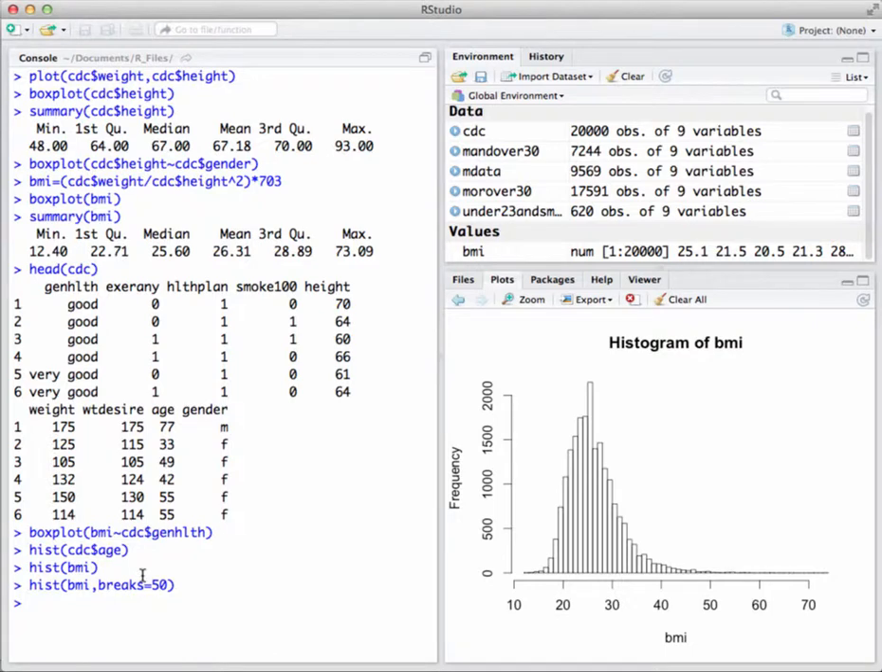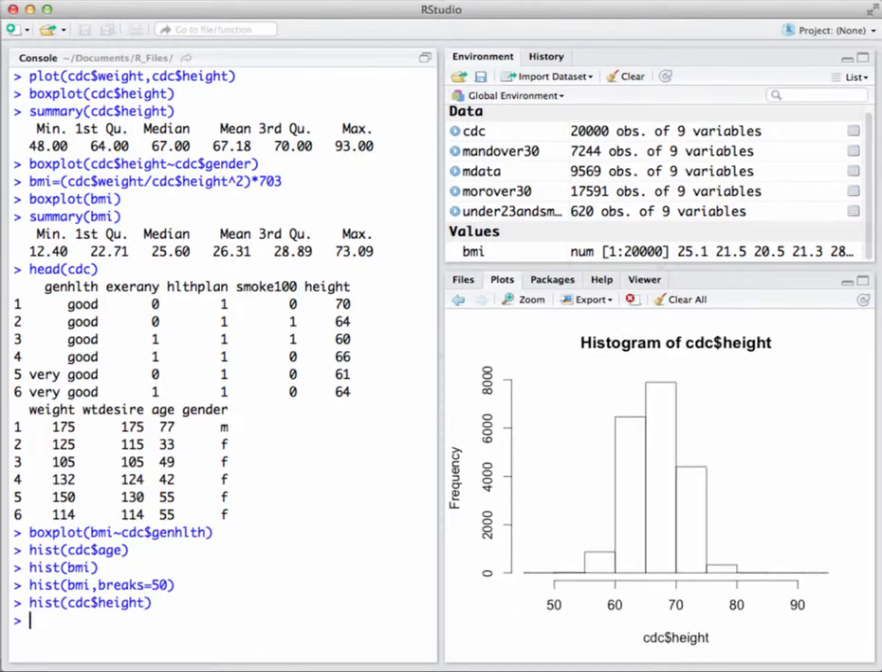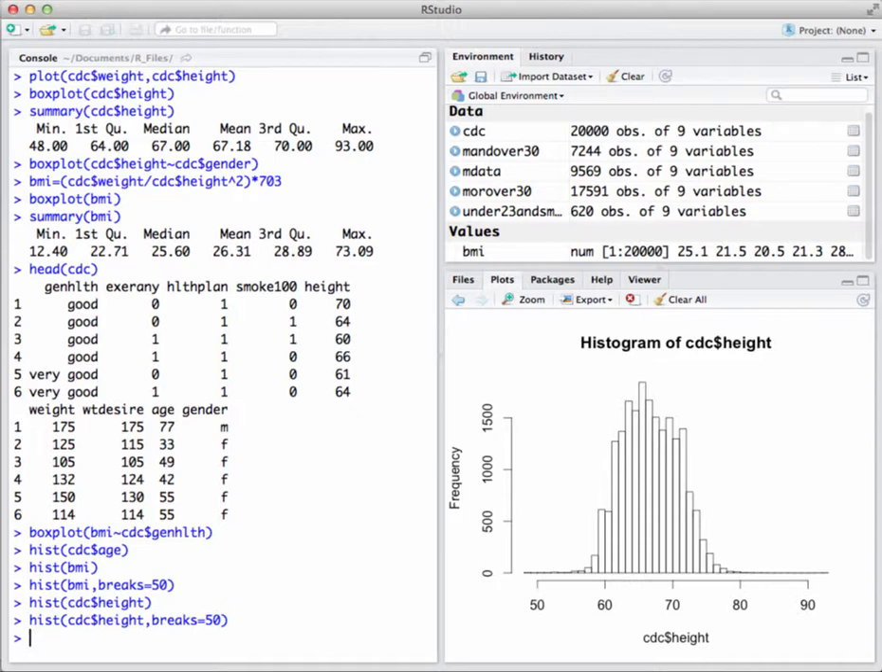Okay, so even though they didn't ask us to do it, let's take a look at one that should be roughly symmetric. So we should go histogram CDC heights. Let's take a look at the heights. I'm curious to see what the histogram of the heights looks like. Now let's do that with more breaks. Let's see if breaks equals 50 works here. May have to adjust that number. Yeah, looks pretty good. Okay, there we go.